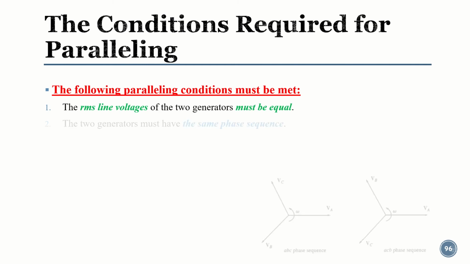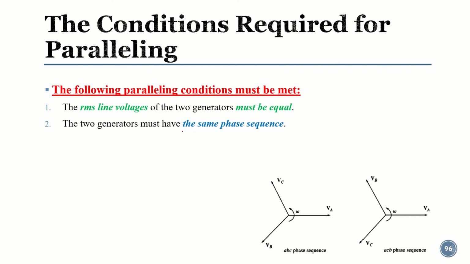The second rule is that the two generators must have the same phase sequence. You have three phases. For example, the first generator has a sequence of ABC, like voltage A, voltage B, and voltage C. The second generator must also have the same ABC sequence. If, for example, the second generator has the sequence A, C, B, so this is phase A, this is phase C and this is phase B, then it has a different phase sequence. If you attach it, the current on this phase will remain the same, but the currents on the other phases will be different because of the different phases, so it will affect the generator performance.